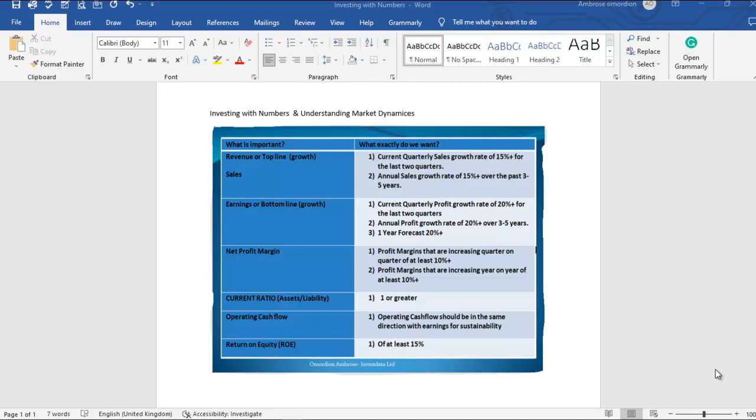Top line is very important, but we also want to see the earnings. When we say earnings, we're looking at the profit after tax, the bottom line of this company. For a current quarter result, we want profit growth of 20% plus for the past 2 quarters, and annual profit growth of 20% plus over 3 to 5 years, as I said earlier for the top line. Then also a 1 year forecast of 20% plus.